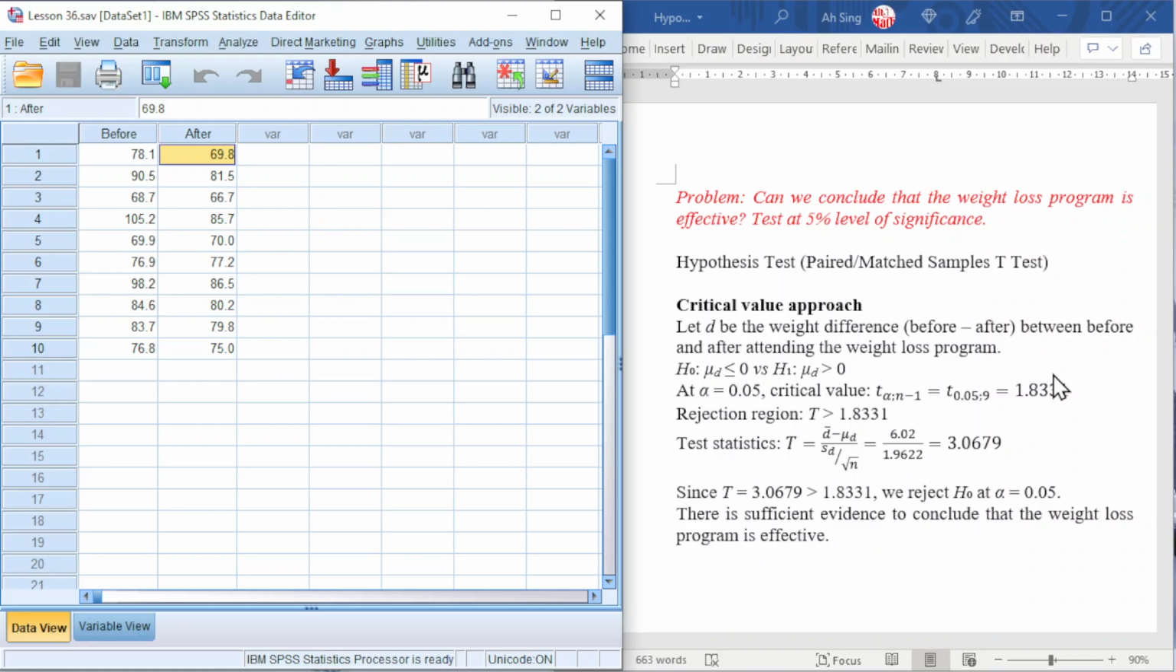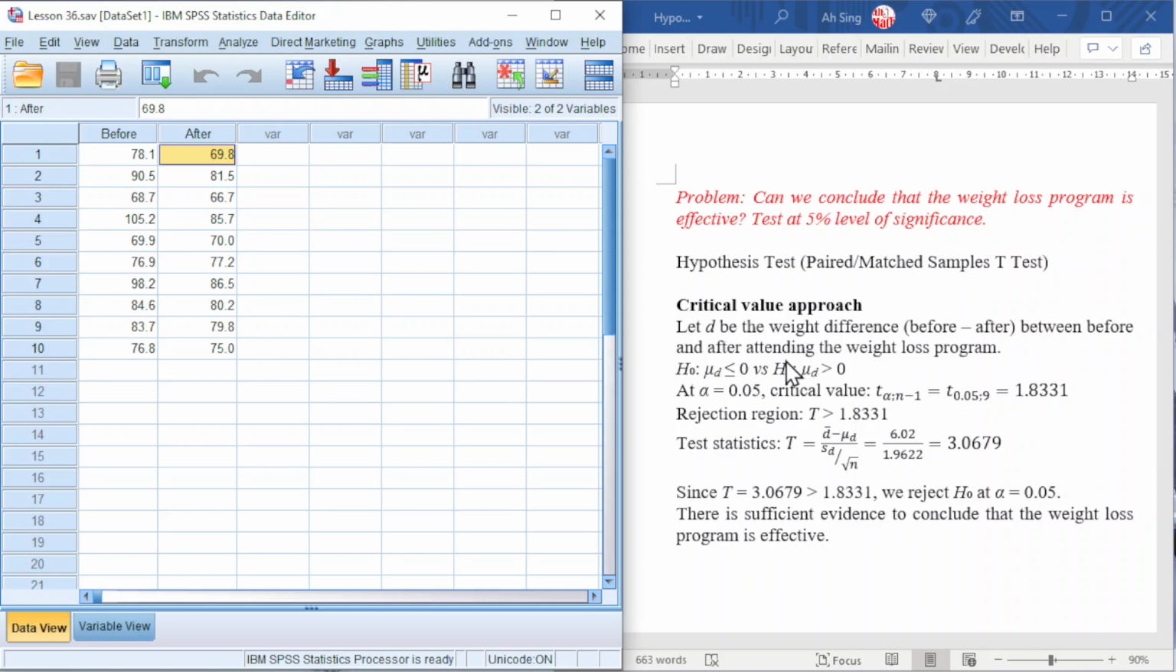Today, I would like to share how to perform a paired or matched samples t-test by using SPSS. Consider the problem. You are going to test whether the weight loss program is effective. If the program is said to be effective, we should expect weight loss after the program. In other words, the weight before should be higher as compared to the weight after.